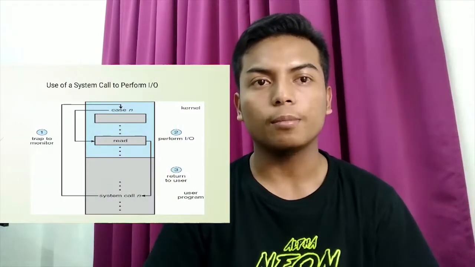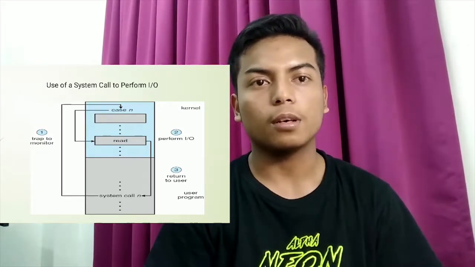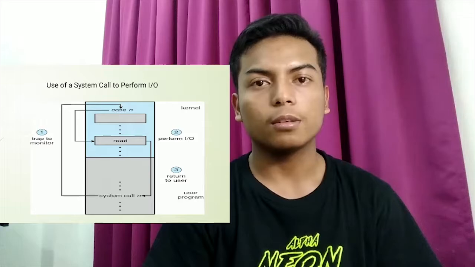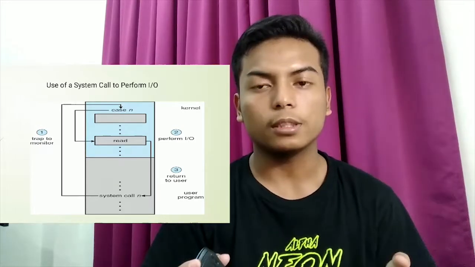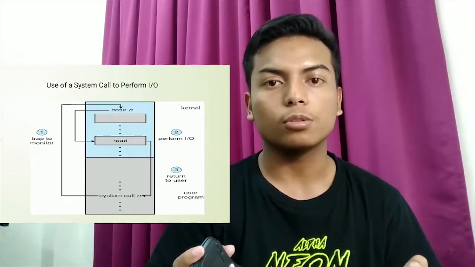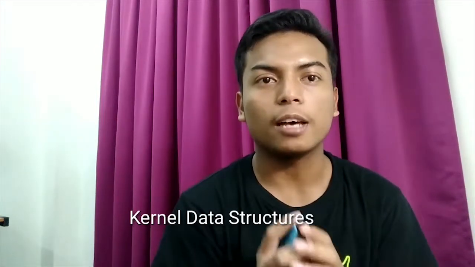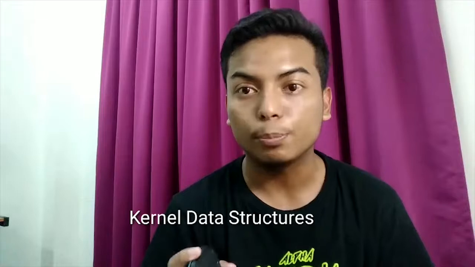For the first one, this is the diagram. As you can see, the first step is to trace and monitor, then perform the input-output. The last is to return to the user from the kernel to the user program. Kernel data structures: the kernel keeps state information for I/O components, including open file tables, network connections, and character device state.